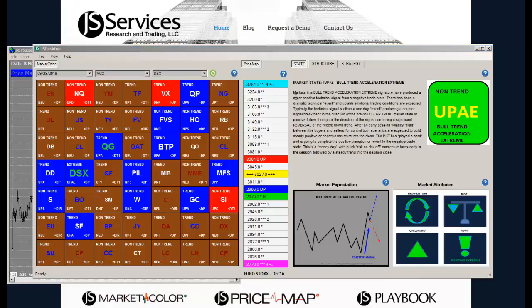Markets produced a major positive technical signal, but typically this technical signal is either a one-day event and can produce a counter signal, a break back in the direction of the previous bear trend that the market was in before, or we're going to get a positive follow-through confirmation, confirming that this market is in a major transitional shift from a downtrend situation to a positive trend situation.